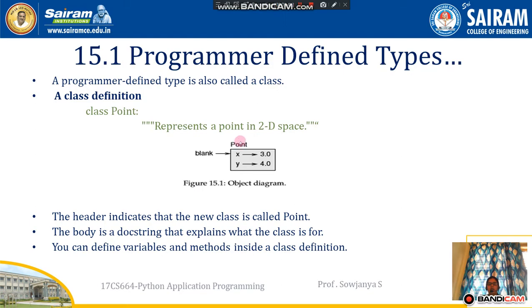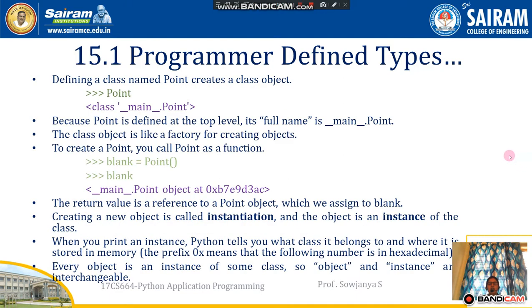So you can write Point, the class name, and then this is blank. Initially the Point argument will be blank, and then it contains variables. This is the object, and then it contains the values for x and y. Okay, that is how we can write the object diagram.